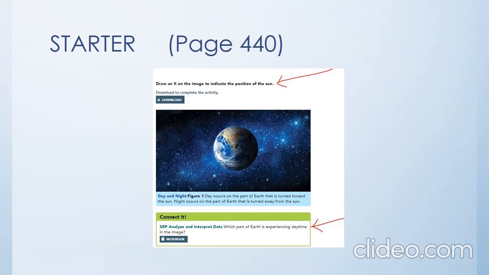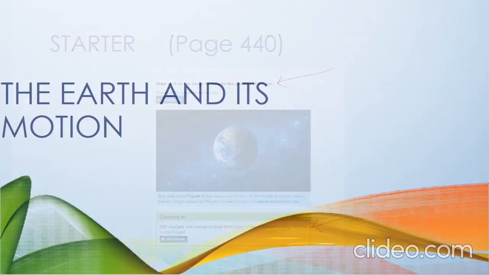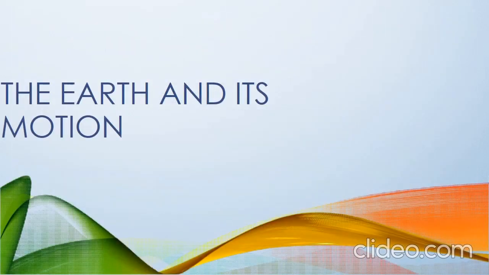Next, you have to move on to the connected activity. In the connected activity, it says which part of the Earth is experiencing daytime in the image. So just do me a favor, specify if it's the left hand side of the Earth or the right hand side of the Earth that is experiencing daytime in the picture. If you're done with this starter, move on to the lesson, the Earth's motion.